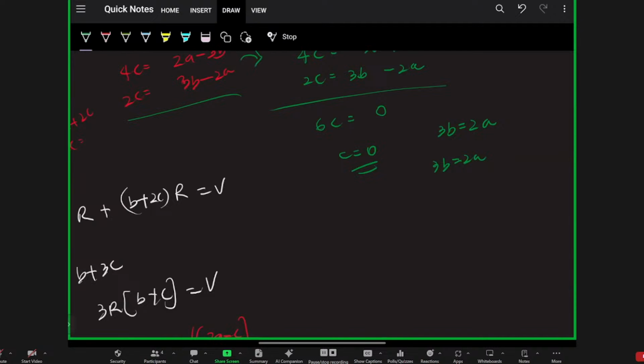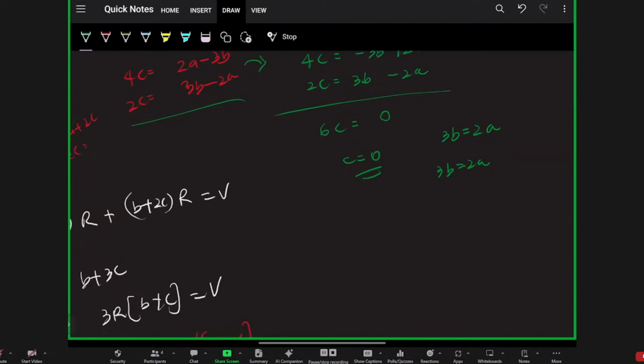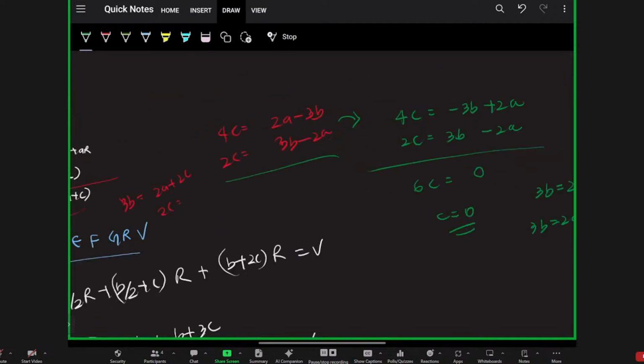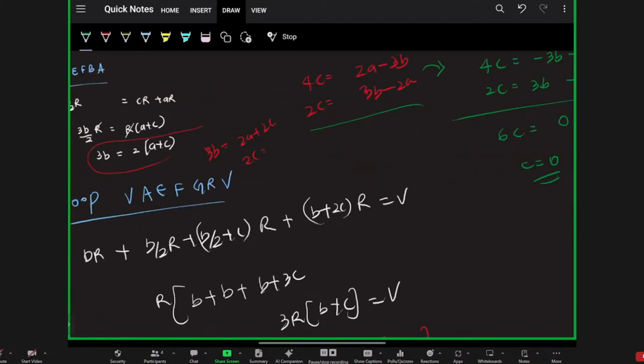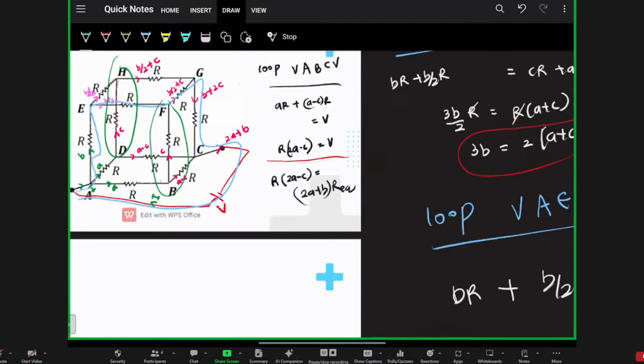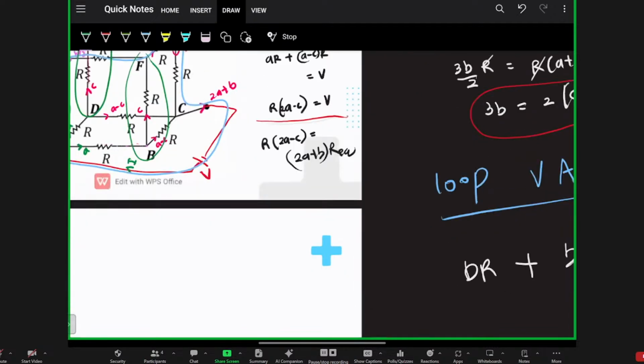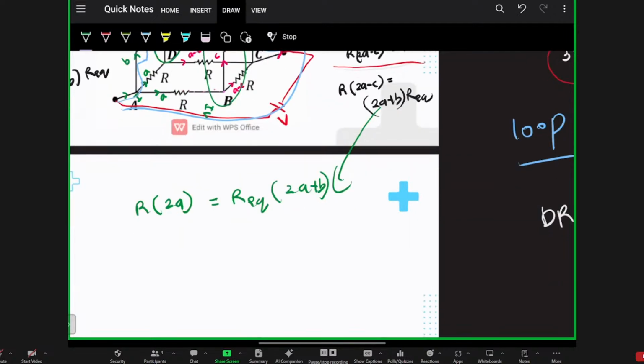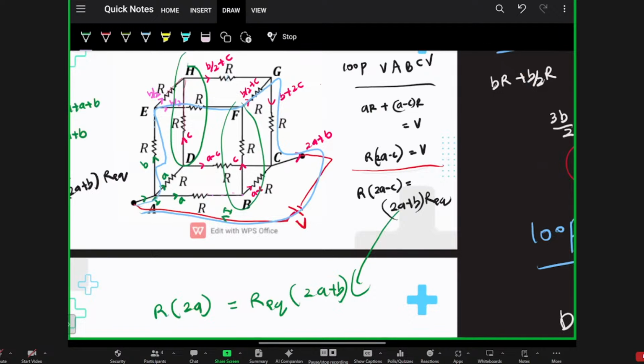Next, we have to find out both A and B, correct? For that, we can use this equation. Which equation? See this equation. R into 2A, now C is 0. R into 2A is equal to R equivalent into 2A plus B. Okay, we know that R equivalent for this type of circuit is how much? We know that it is 3R by 4.